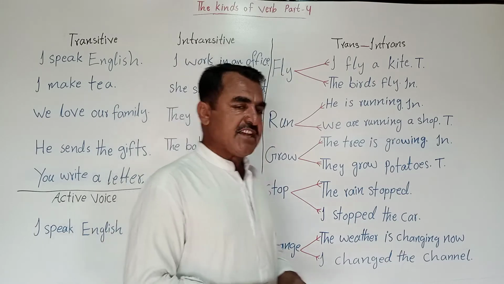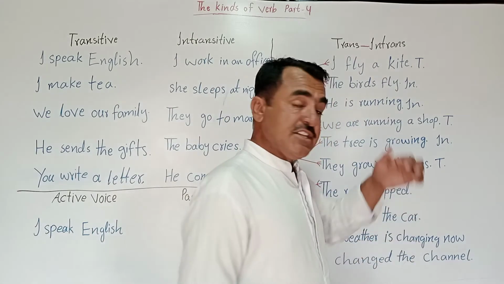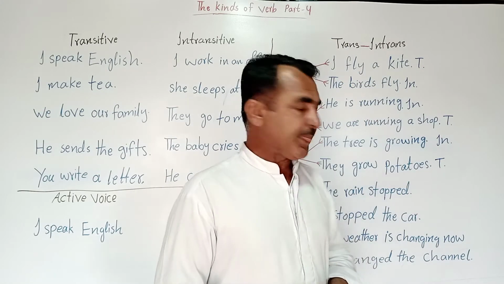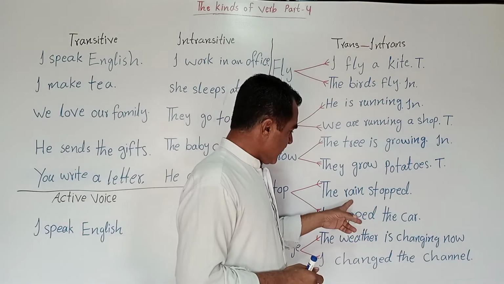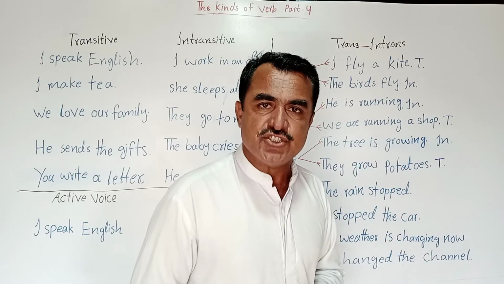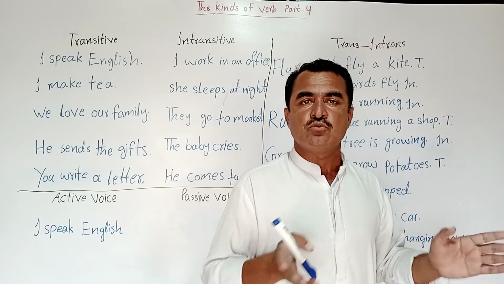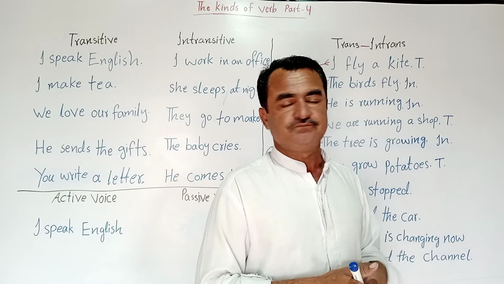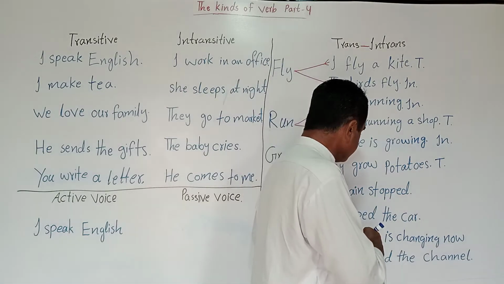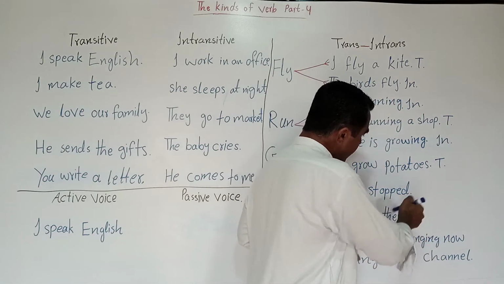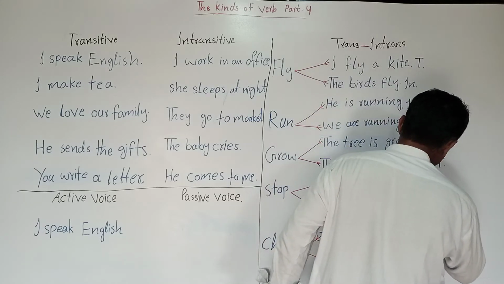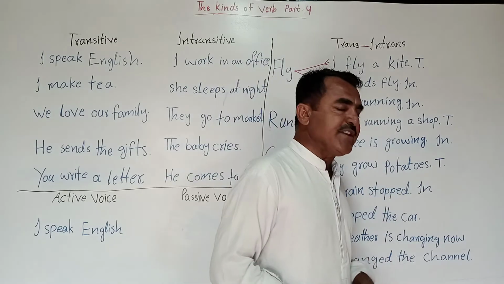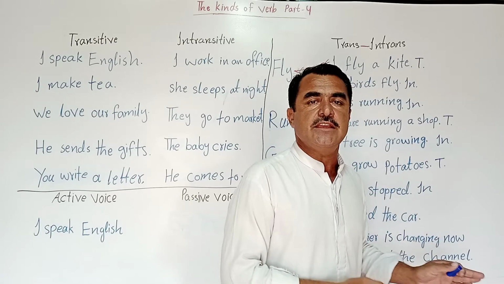Now let's take the word stop. Here you can see, the rain stopped. The rain stopped what? Nothing. The rain stopped who? No. So that is why here it is an intransitive verb. The verb stop has been used as an intransitive verb.